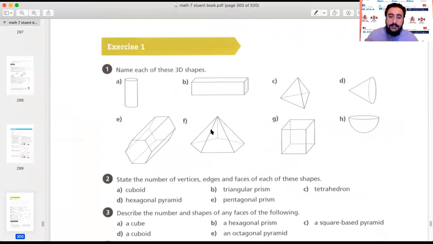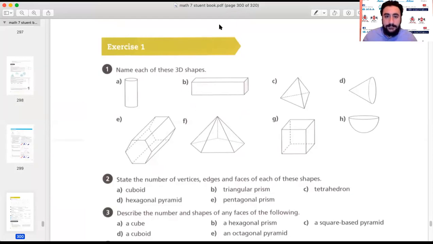This is a prism or a pyramid? Pyramid, because it looks like the pyramid. All the faces are triangles and they meet at one vertex. So what kind of pyramid? It depends on the base. 1, 2, 3, 4, 5. 5 sides. So is 5 sides a pentagon or hexagon or heptagon? Pentagon. It's going to be a pentagonal pyramid.